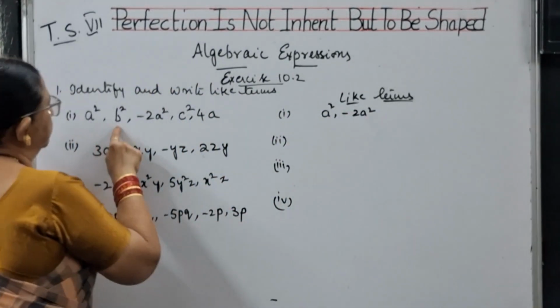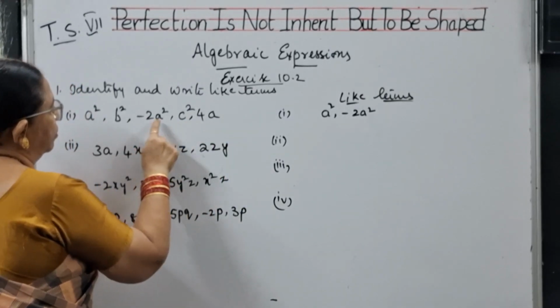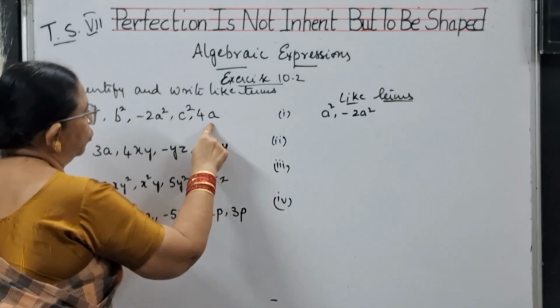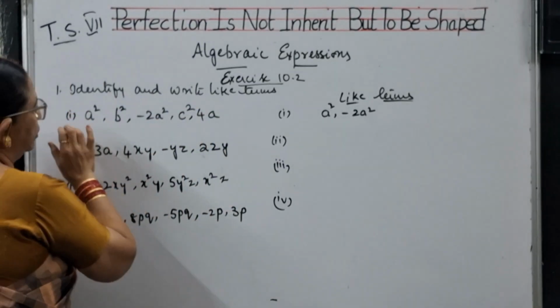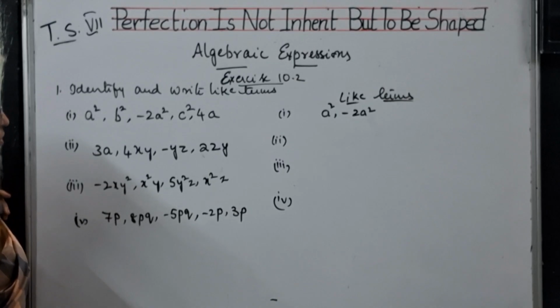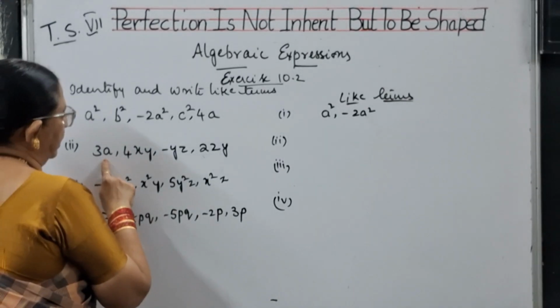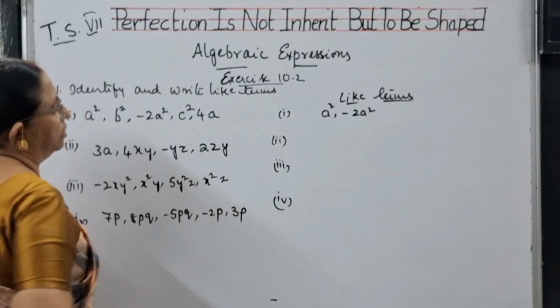Is there any other like term? b square is there. Is there any other b square? No. C square? No. 4a? No. So in this group, only these two are like terms. Now, the second one, you say 3a. Is there any 3a? Slowly you see, children. No.